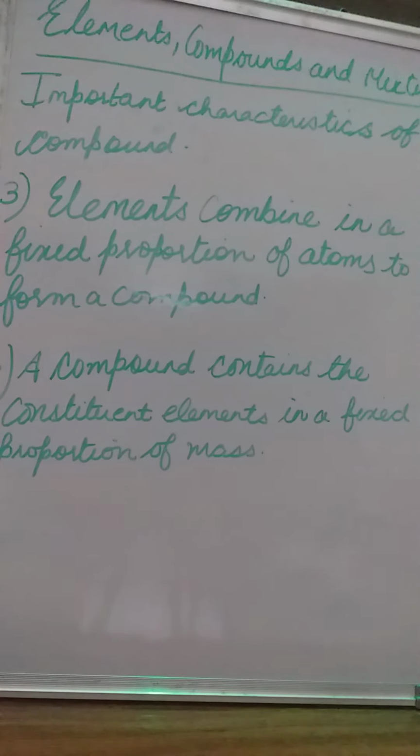Right. So another example, 3 grams of carbon reacts with 8 grams of oxygen to form 11 grams of carbon dioxide. So what will be the mass ratio of carbon and oxygen in carbon dioxide? It will be 3:8. Right.